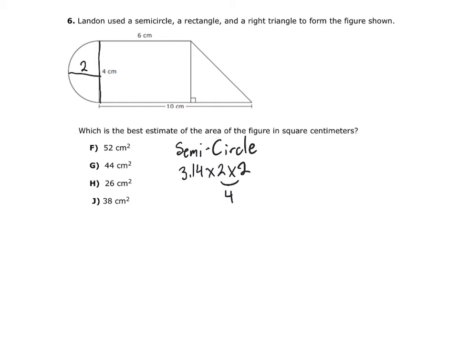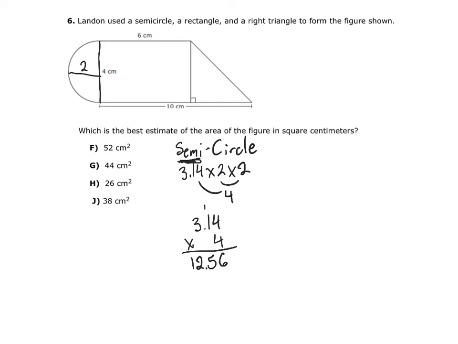So we're going to do 3.14, which is pi, times 2, times 2. Multiply these together to get 4. Then we have to multiply 3.14 times 4. Get 16, carry the 1, 4, 5, and 12. And there's 2 decimals. Now, since it's a semicircle, we have to divide by 2 because that's half a circle.